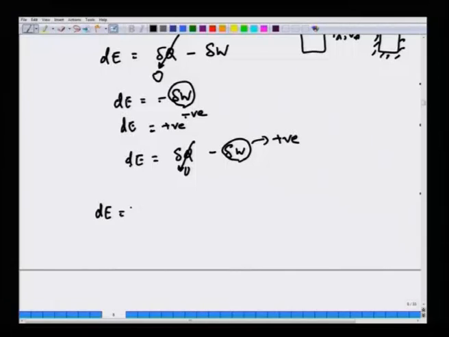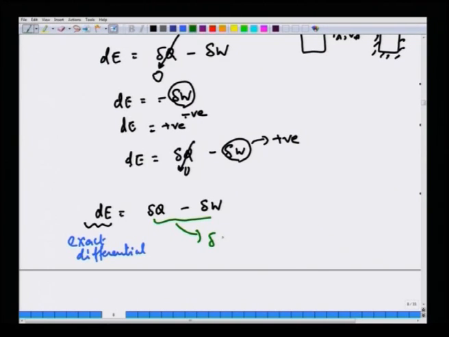Another point I will just mention in passing, but not spend too much time on, is the nature of the differentials here. dE in thermodynamics is called an exact differential, whereas del Q and del W are called inexact differentials.